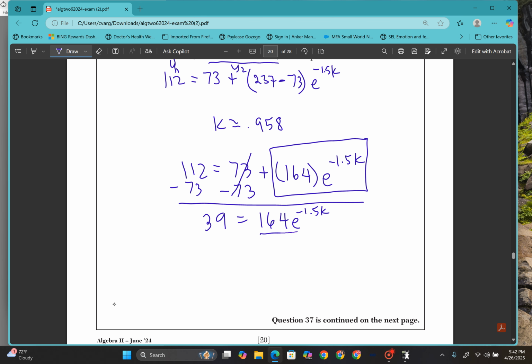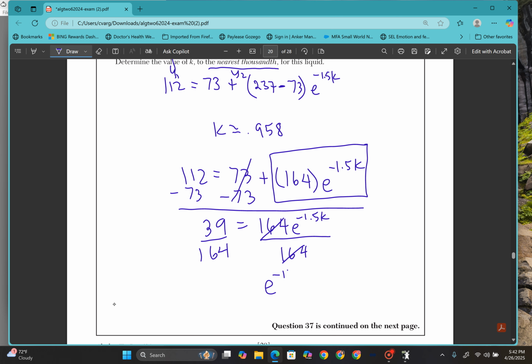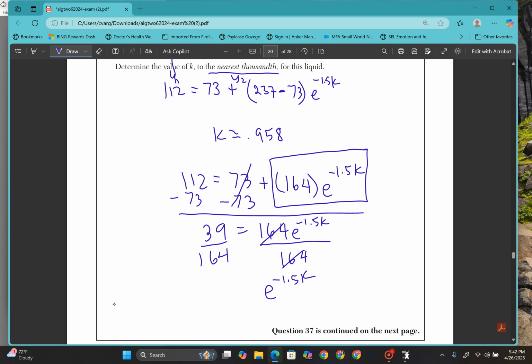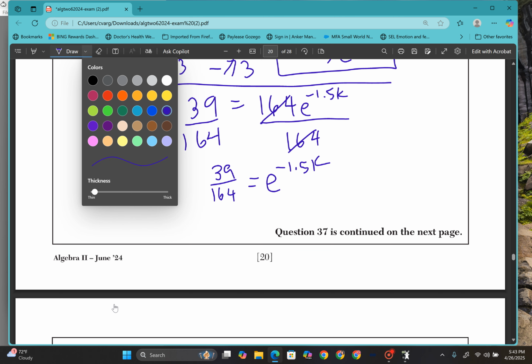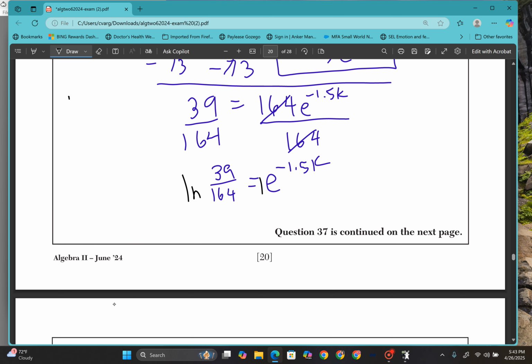Cool. Now I have to get my weird thing by itself by dividing by 164 like we did before. So 39 divided by 164 is probably going to give me an ugly decimal, and it does. So this cancels out. So I'm left with e to the negative 1.5k is equal to, I'll leave this as 39 over 164. And like I did before with the problem, I'm going to ln both sides. So ln the left, ln the right, and these cancel each other out. So ln of 39 over 164 is equal to negative 1.5k.